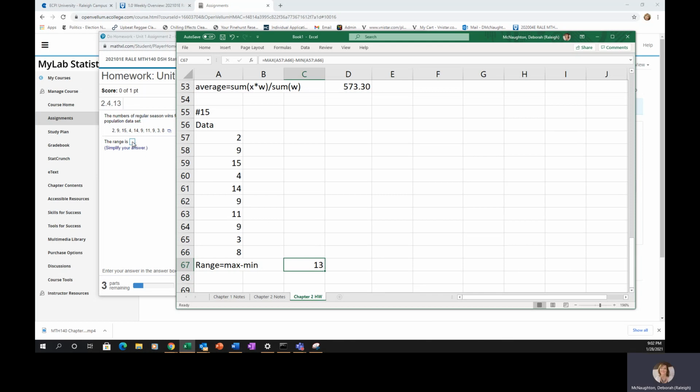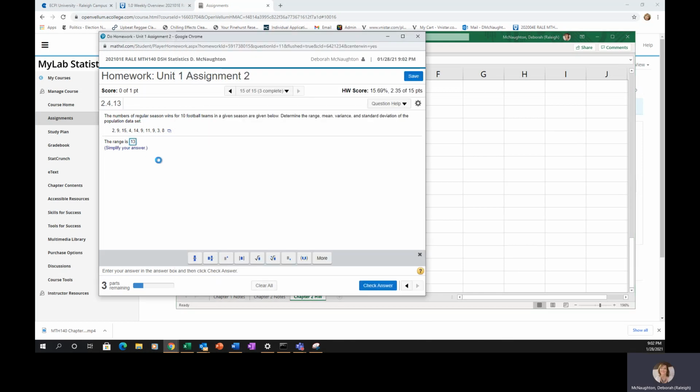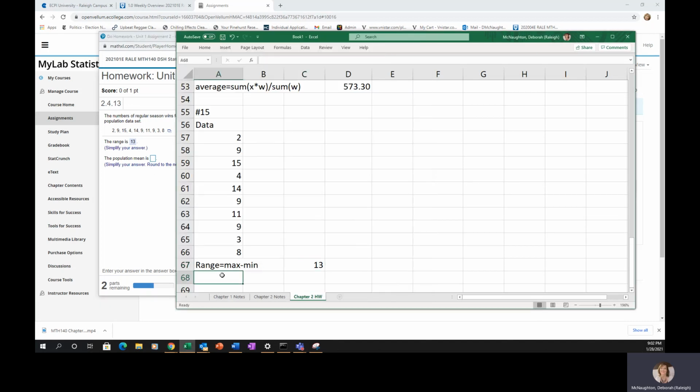So my range is 13. Okay, and then it wants me to calculate the mean. So for the mean, there's two ways I can do it. Mean equals the sum of x divided by n. So that's one way. Let me move this down.